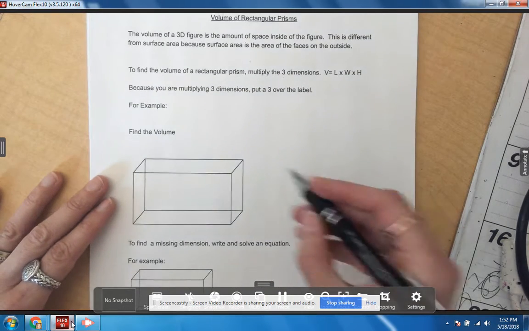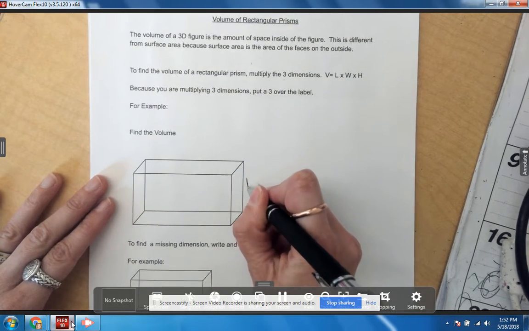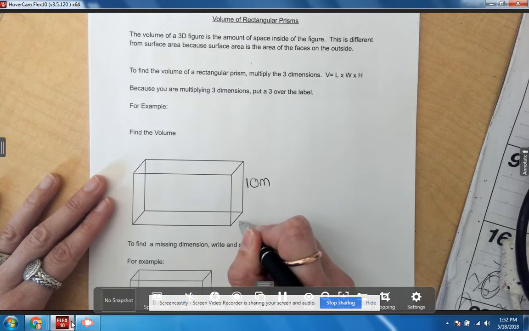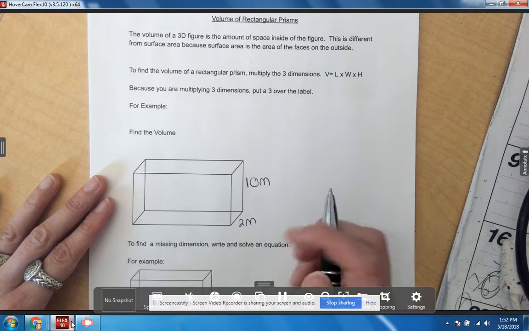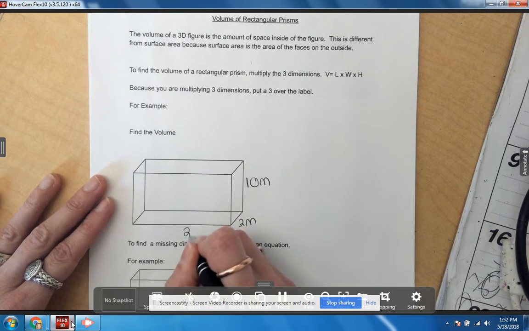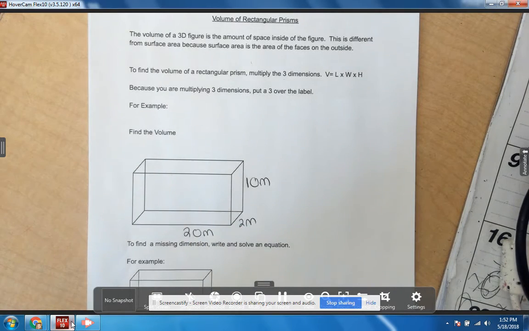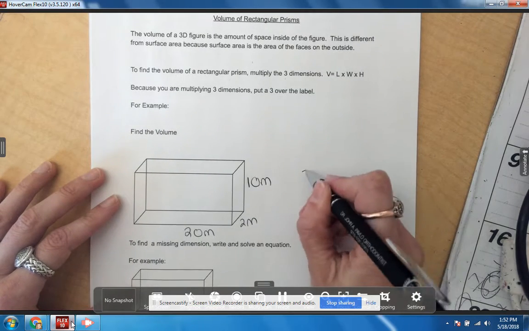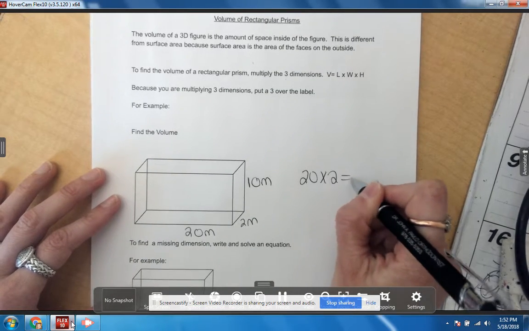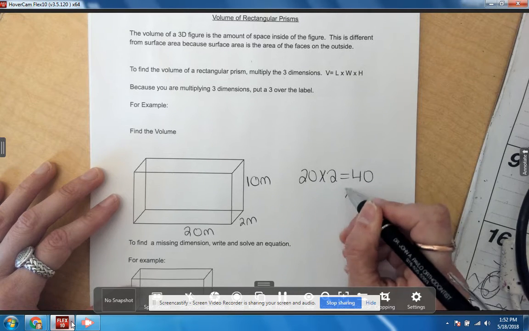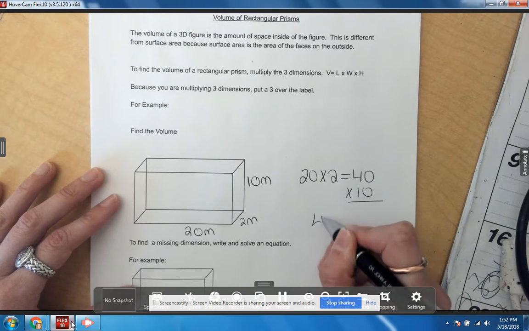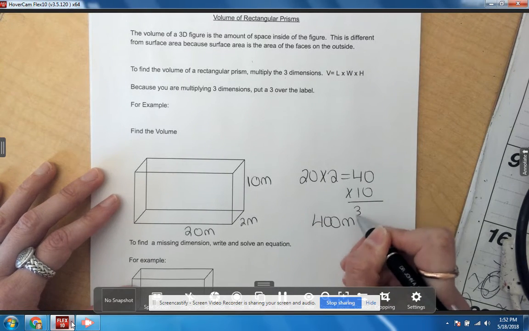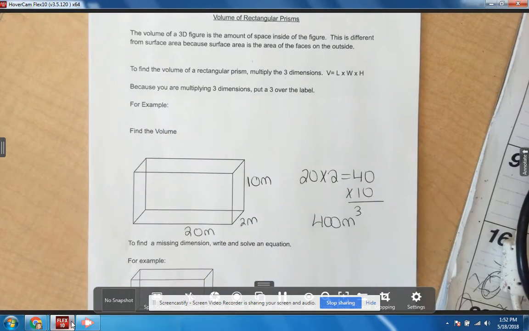So let's try this example. Let's pretend that this is 10. Put 10 meters. This is 2 meters, and this is 20 meters. Okay? All you need to do is multiply the three numbers in whatever order you want. Okay, so I'm going to do 20 times 2, which is 40, and then that answer times the last dimension. So times 10 is 400 meters cubed. Okay, so multiply two of the numbers, then take that answer and multiply it by the third number.